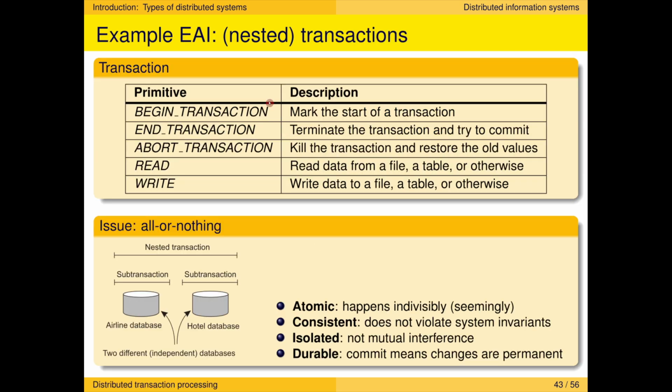So to do this, you will need some transaction protocol. So very simple primitives like starting a transaction, ending it, aborting it, just cancel it without completing, reading data and writing data, such things. Now, but what we realize from the EAI description we just had is that when you're trying to do something, your transaction is actually composed of sub-transactions.